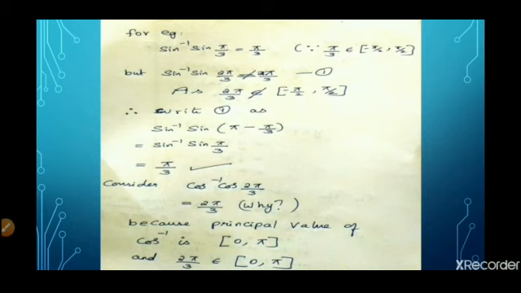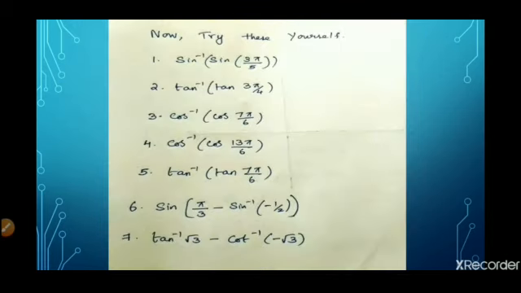Now let us take the next example. Cos inverse cos 2 pi by 3. Cos inverse cos 2 pi by 3, we can directly write the answer as 2 pi by 3. Why? Because the principal value of cos inverse is 0 comma pi, and 2 pi by 3 lies in the interval 0 comma pi. So 2 pi by 3 is in the principal value, therefore we can directly write it as 2 pi by 3.